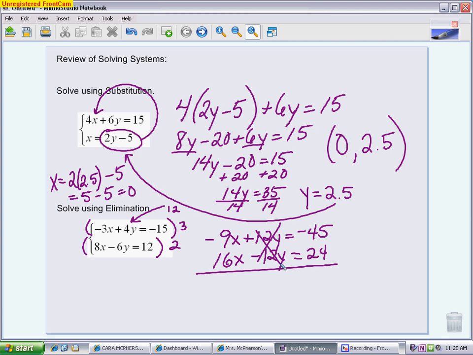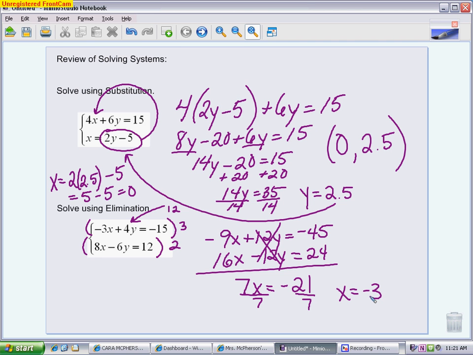I have negative 9x and positive 16x is 7x. Negative 45 and positive 24 is negative 21. Divide by 7. I get x to be negative 3. Again, that's the x. I need the y.